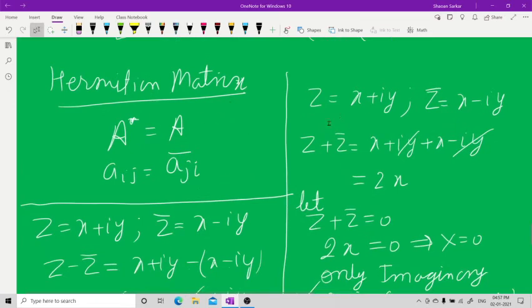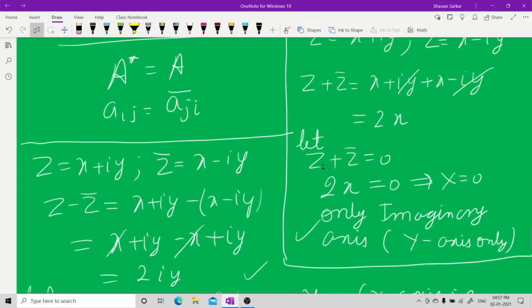Let us understand two concepts now. z is x plus iy and z bar is x minus iy. I add z plus z bar. What I get, these two get cancelled out, I get 2x. Now let z plus z bar equal to 0. This is what I have supposed. So 2x is 0. That means x is always 0. Only the imaginary axis is there, that is the y-axis only.